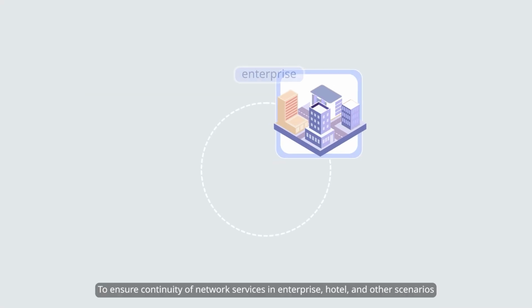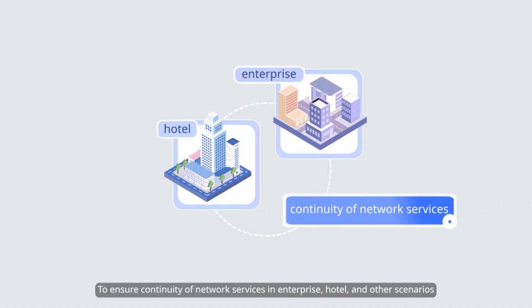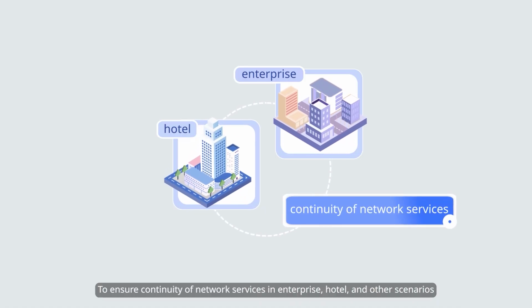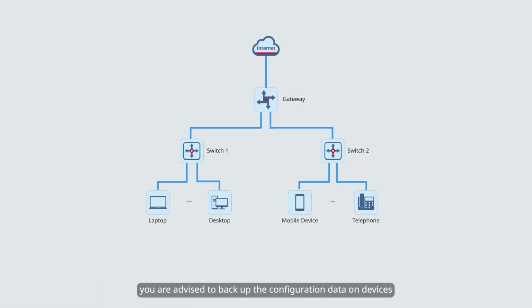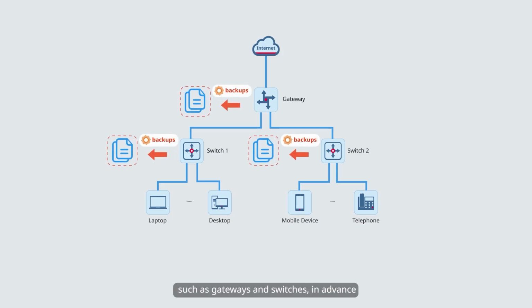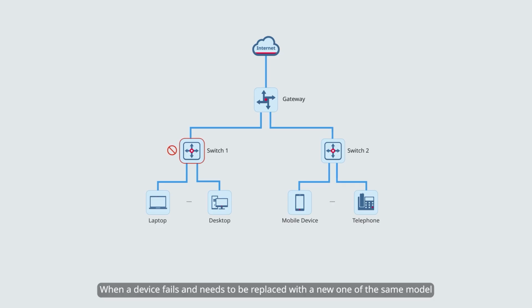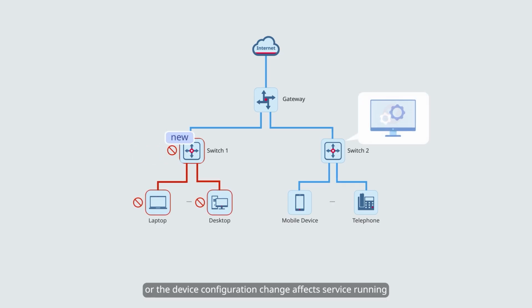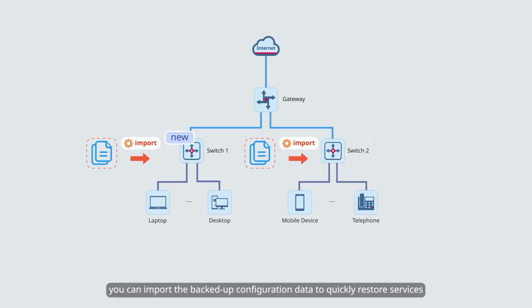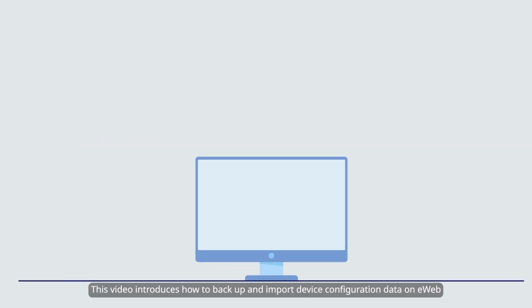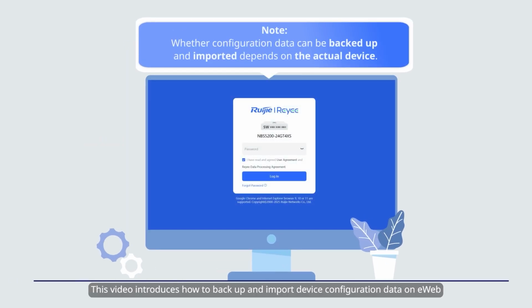To ensure continuity of network services in enterprise, hotel, and other scenarios, you are advised to back up the configuration data on devices, such as gateways and switches, in advance. When a device fails and needs to be replaced with a new one of the same model, or the device configuration change affects service running, you can import the backed up configuration data to quickly restore services. This video introduces how to back up and import device configuration data on eWeb.